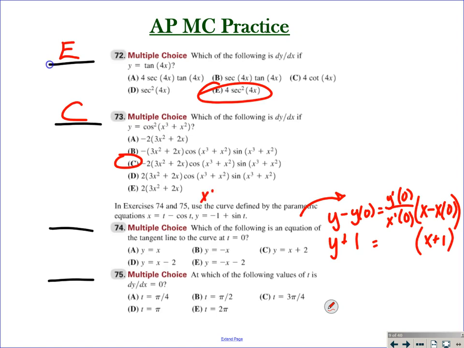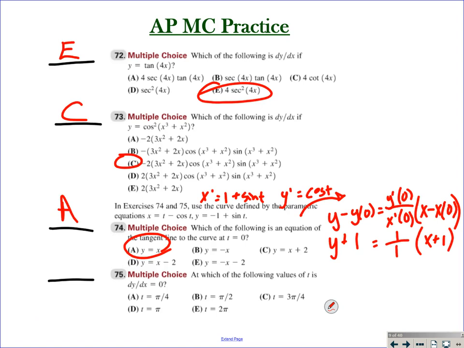Let's do x prime first, because that's easier. That'd be 1 plus sine of t, right? And y prime would be cosine of t. And remember, dy dx of a parametric curve is y prime over x prime. So cosine of 0 is 1, for y prime of 0. And sine of 0 is 0, plus 1 is 1. So my final equation would be y equals x. I did the wrong thing on the right answer.